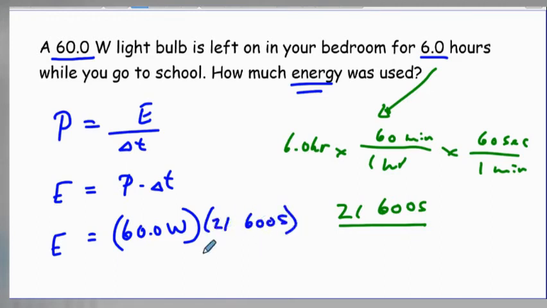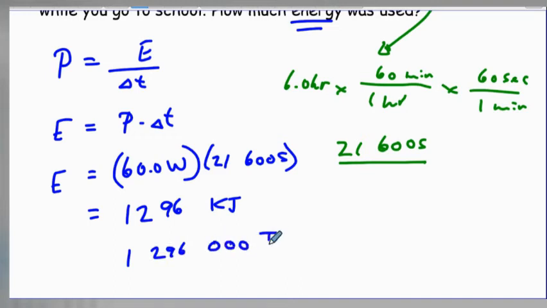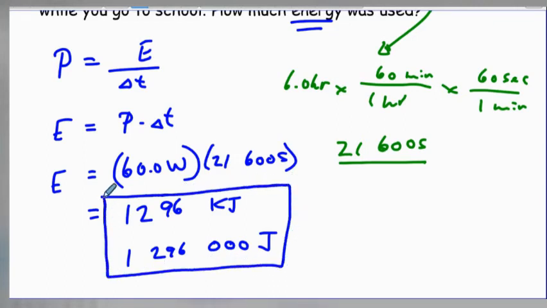So just a day at school, and you left your light on in your room, and you have now used 1,296 kilojoules of energy, or 1,296,000 joules. Turn the light off, folks, and save some energy. Save the world. Save your parents some money.